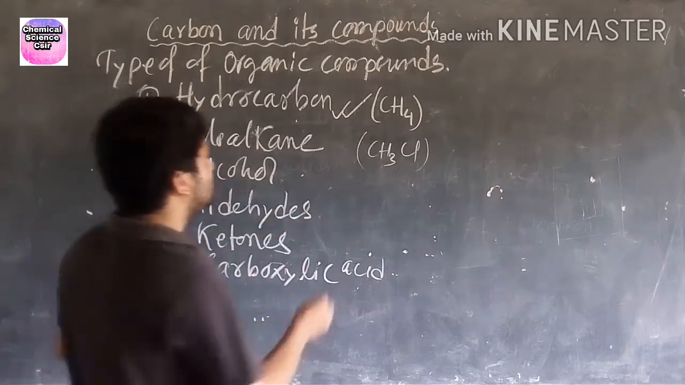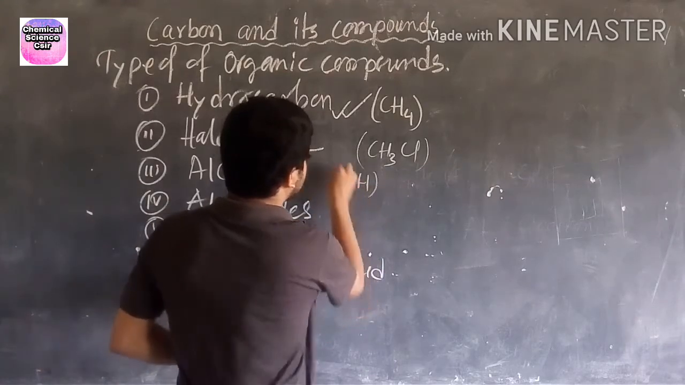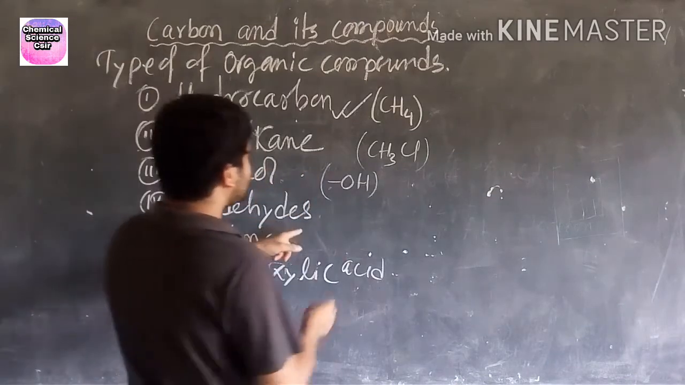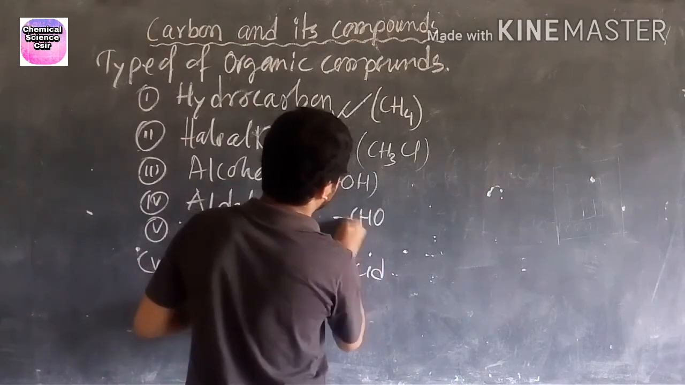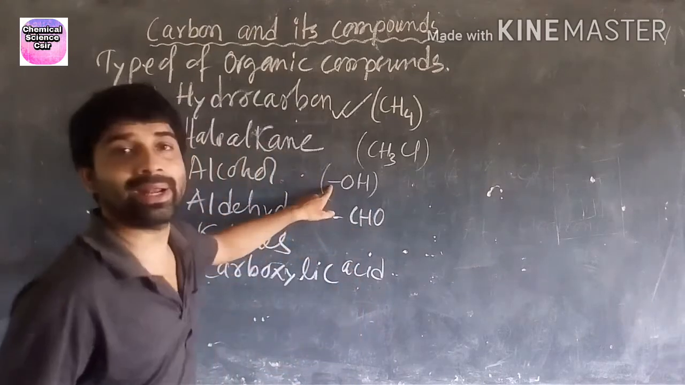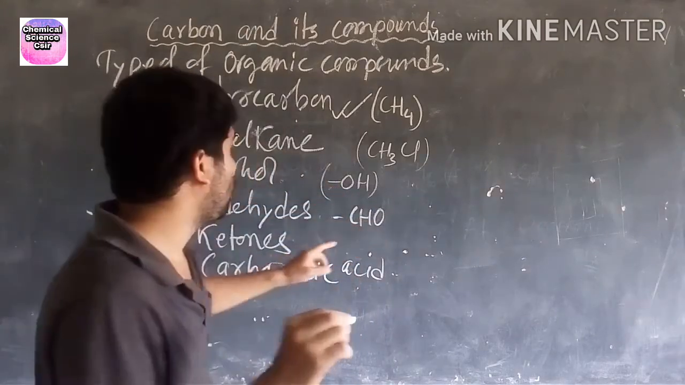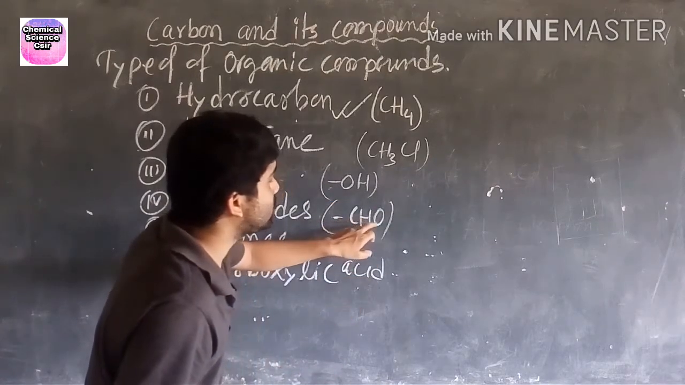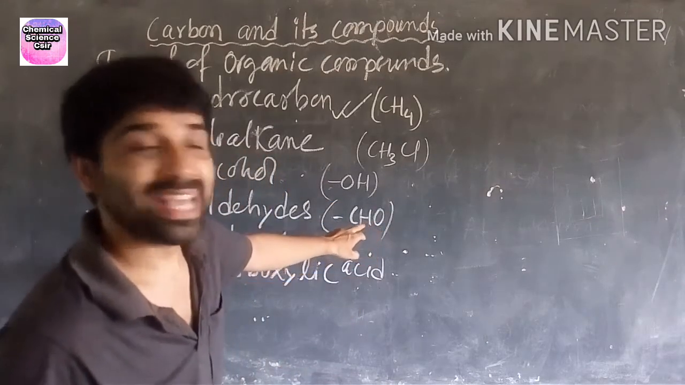And alcohols. See this one, OH. This OH is called the alcohol functional group. Aldehydes. This one is CHO. This is not a minus, this one is a bond. This one is also a bond. So CHO with a bond.